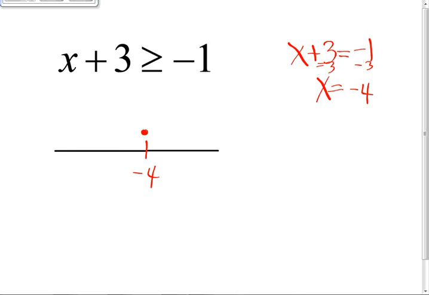Lexi, do you see how to do this? And what number am I going to test? Oh, easier. I'm always going to test 0, unless I'm at 0, in which case I can't do that. So 0's over here, and you put it in here. You always go back to the original.